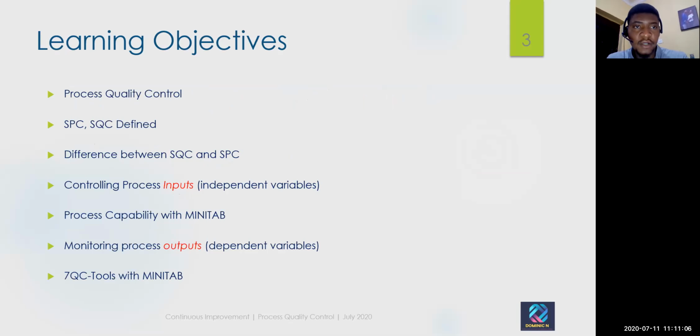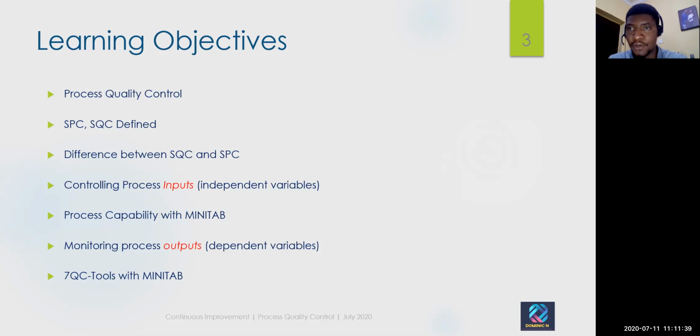Okay, so what's our objective today? We understand what PQC is, process quality control. We look at SPC and SQC, we define them, understand their differences, control process inputs, and how process inputs are controlled. We look at process capability with MINITAB. We look at monitoring process outputs, that's the dependent variables, and we'll be looking at the 7 QC tools.